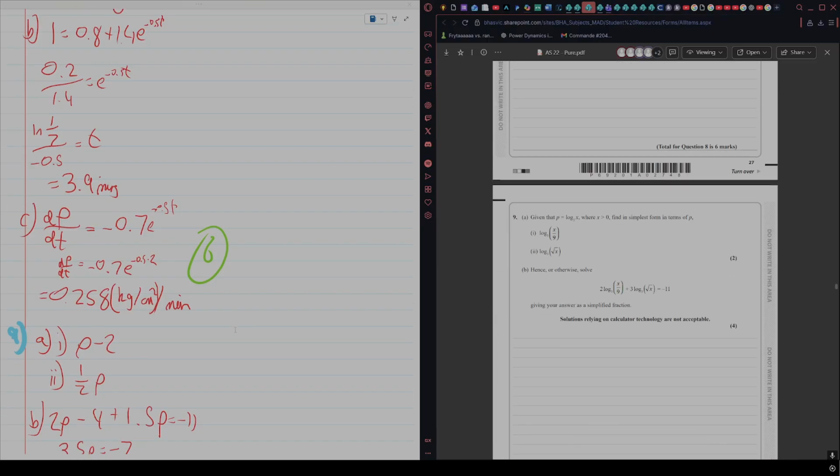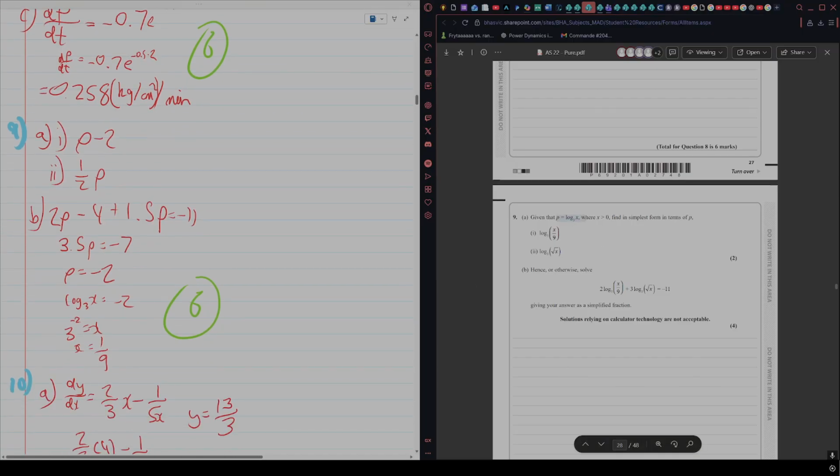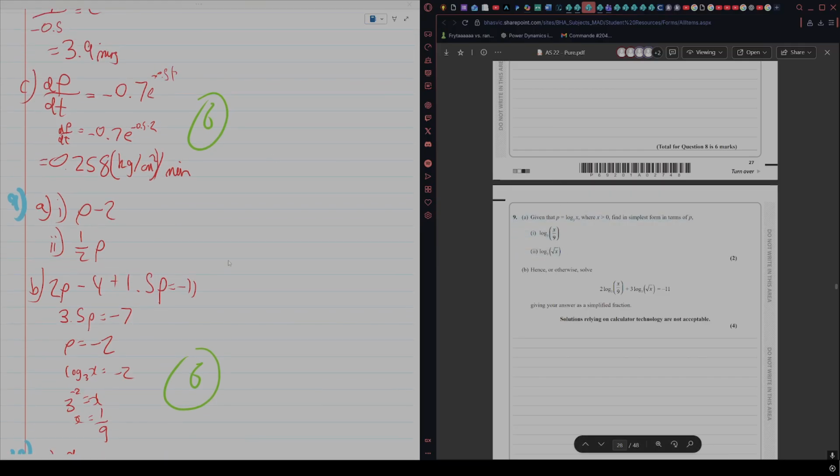Right, next question, we have one of these log questions where it gives you another variable and then tells you to write this in terms of that variable. So this is just p minus 2 because it's log base 3 of x minus log base 3 of 9, which is just 2. And then this one is just half p because root x is x to the half, you move the half and you get half p.